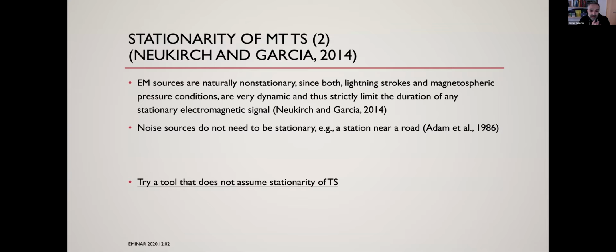So basically, the conditions under which the source is stationary can happen, but a lot of times what we measure may not be truly stationary, and we will consider that as noise. In addition, noise sources do not need to be stationary, and this was reported by Adam et al. in 1986. They had a station near a road, and every time a car went by, they could see the noise, and they concluded that the noise was not stationary. So our proposal was to try a tool that does not assume stationarity of the time series.